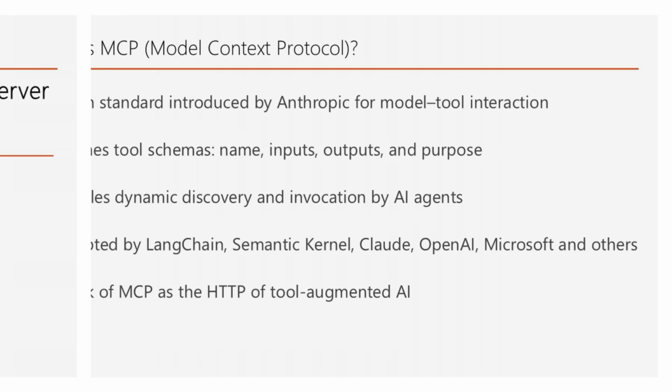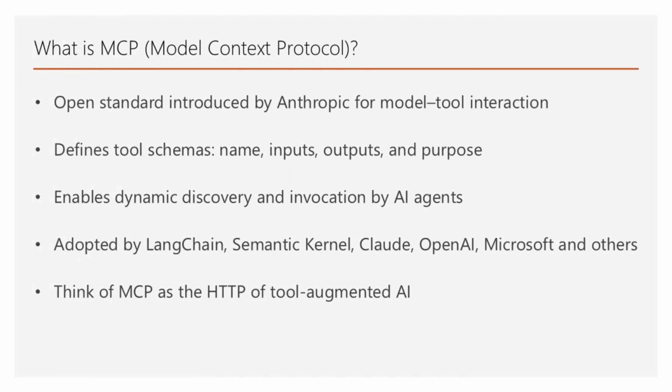So let's begin by first defining MCP. MCP stands for Model Context Protocol, introduced by Anthropic in late 2024. It's an open specification that allows AI models to discover and invoke tools in a structured way using clearly defined schemas with input and output types, names, and intent. This lets agents reason about tool use without custom integrations or brittle assumptions.